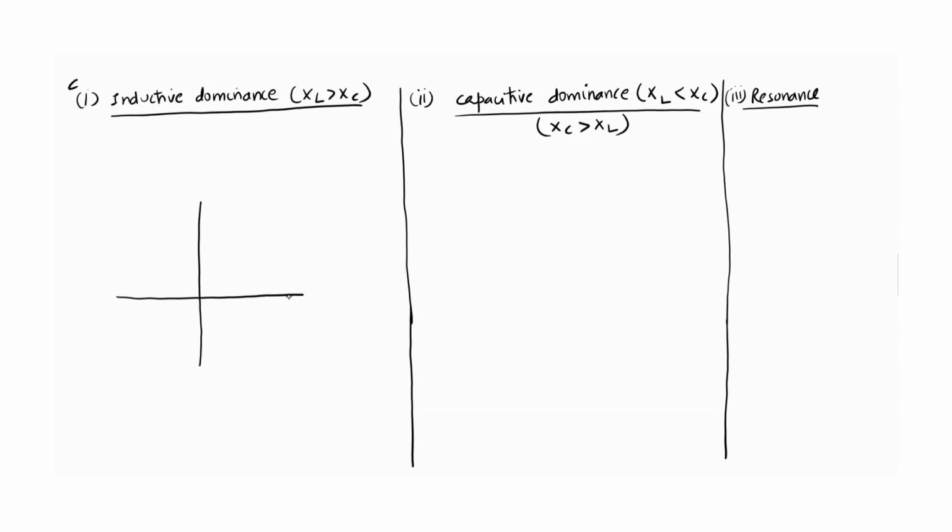Now we know in case of a resistor or resistance, the voltage phasor and the current phasor are in the same phase. So they are in the same phase. So I'm drawing in this way.